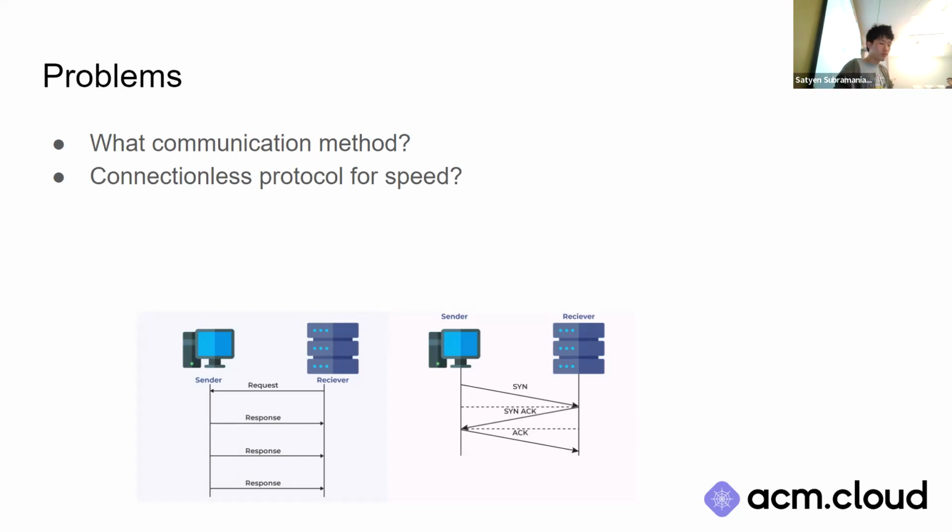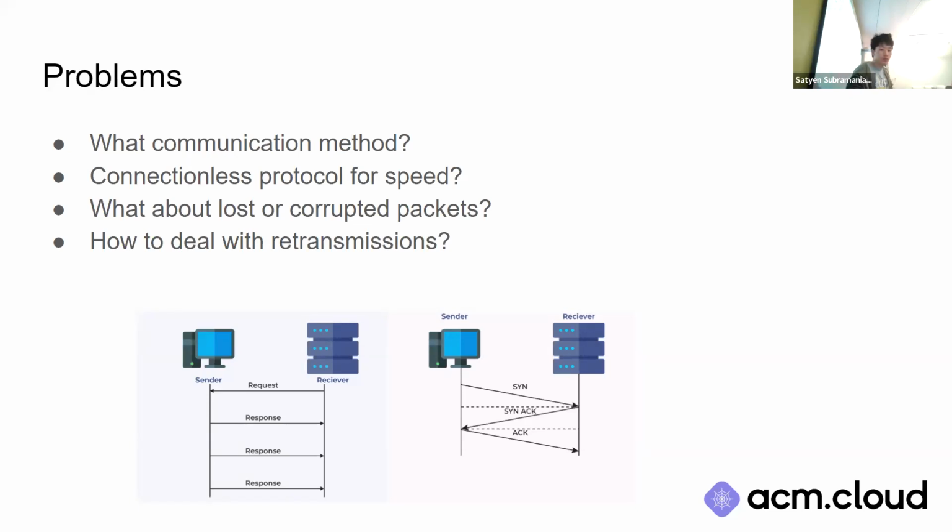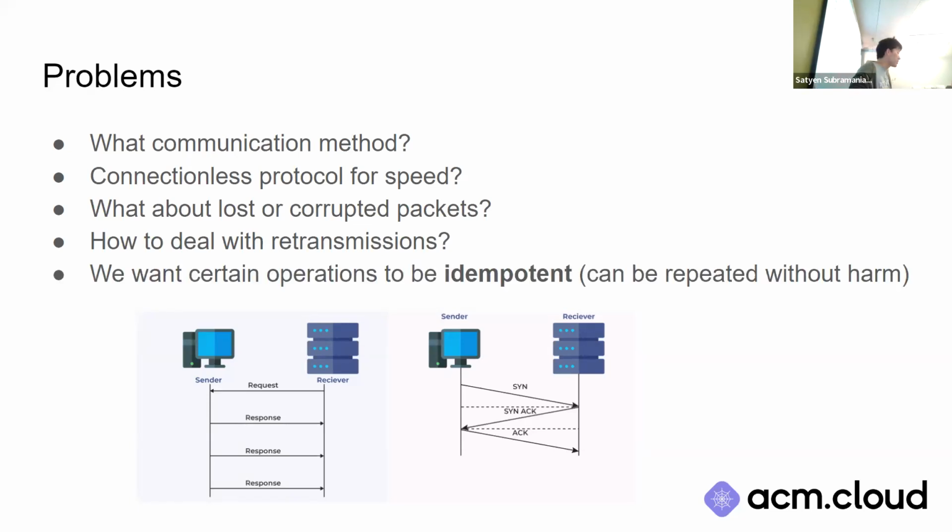And obviously, as we said before, a connectionless protocol for speed, that's UDP. How do we handle lost or corrupted packets, if TCP provides that? How do we deal with retransmissions? And then we also want certain operations to be idempotent, which means they can be repeated without changing the state or without making the distributed state inconsistent. So basically, you want everything in the same state. You want to keep the system unified.